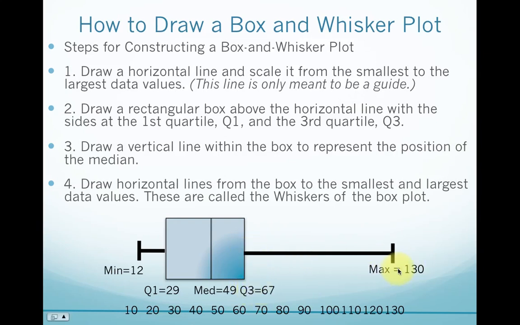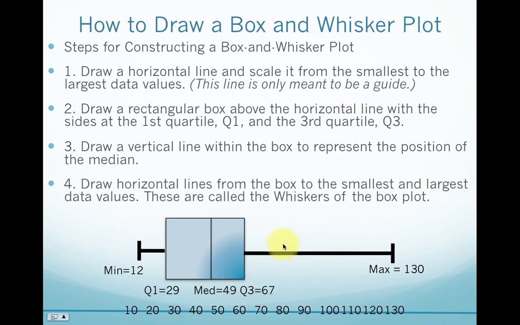So that 130 and a couple of the other large data values have the effect of pulling this whisker out to the right in a greater way than the min of 12. The min of 12 is not too far away from the 29, but the max of 130 is much further away from the 67. So this is a skewed right distribution.